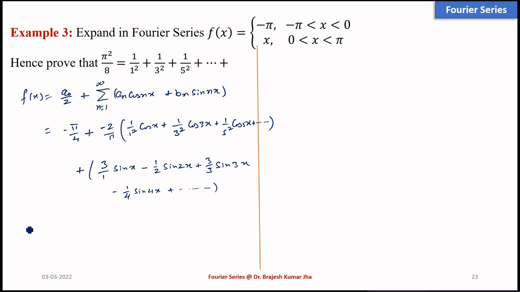Now we have to find this value. So we can check here, it is 1 by 1 square, 1 by 3 square, 1 by 5 square, like that. So directly we know for x equals 0, it will be 1 by 1 square plus 1 by 3 square plus 1 by 5 square. And at x equals 0, all the values of sine will be 0. So in the Fourier series, we put x equals 0 here.